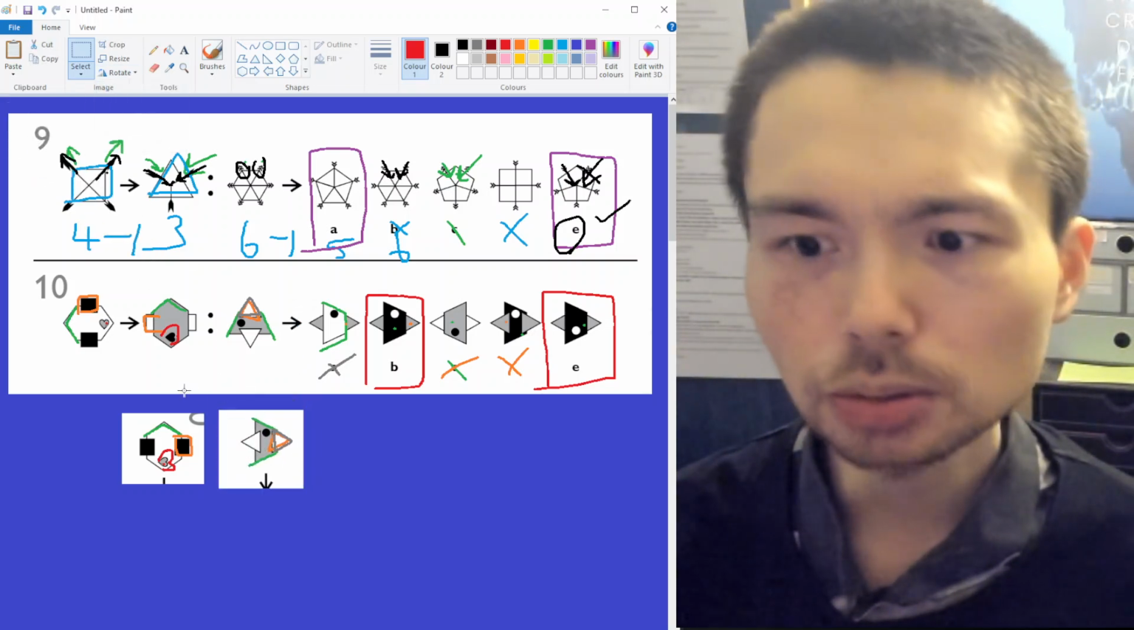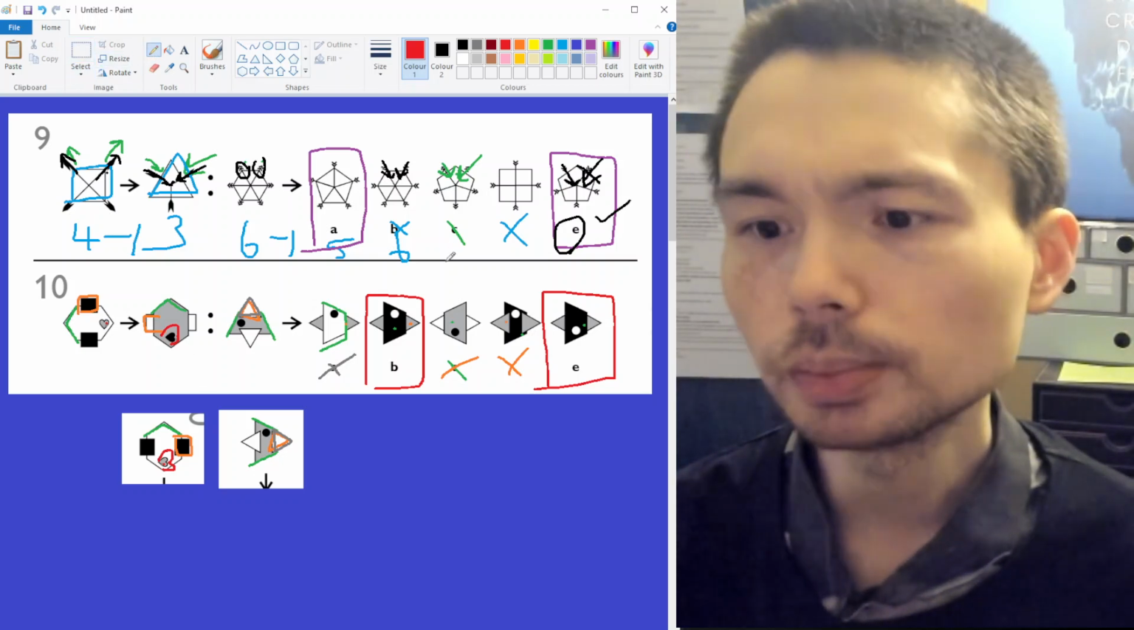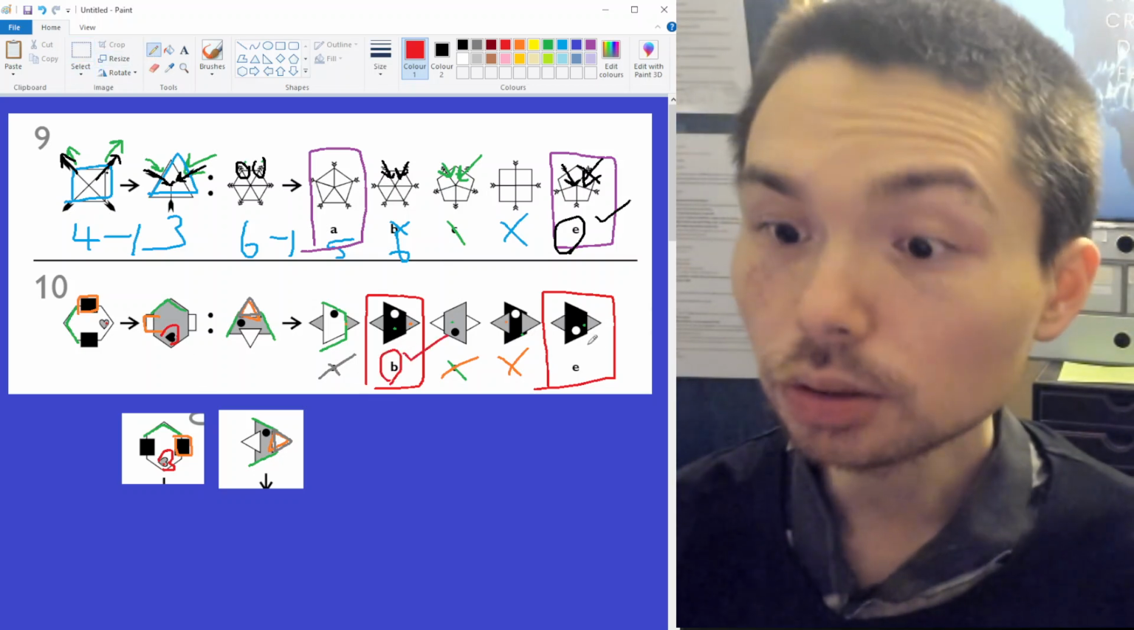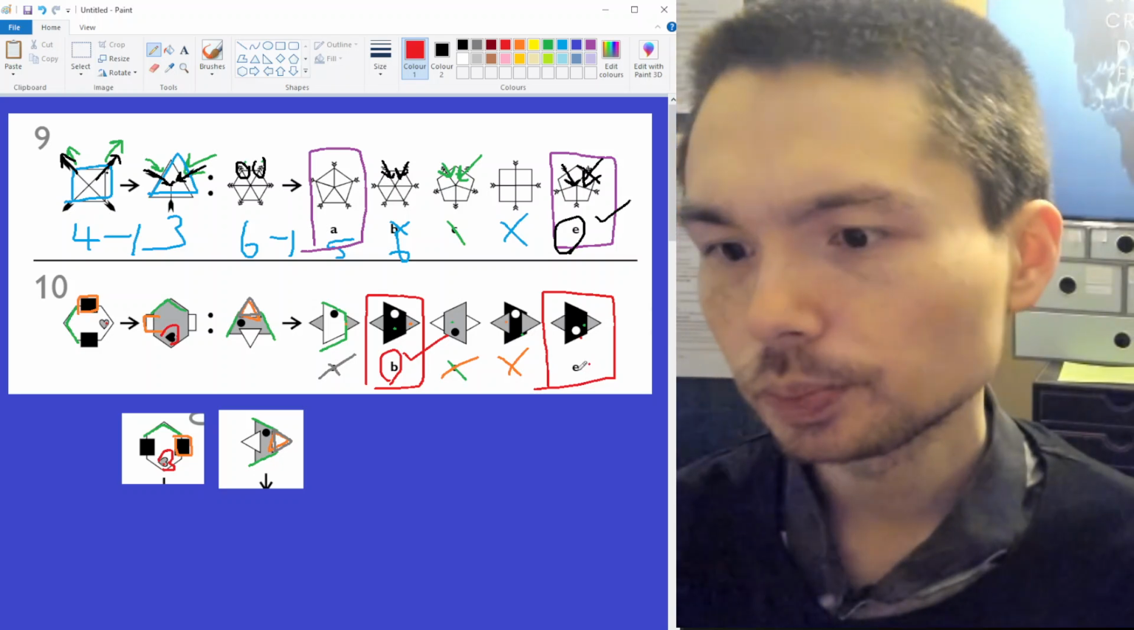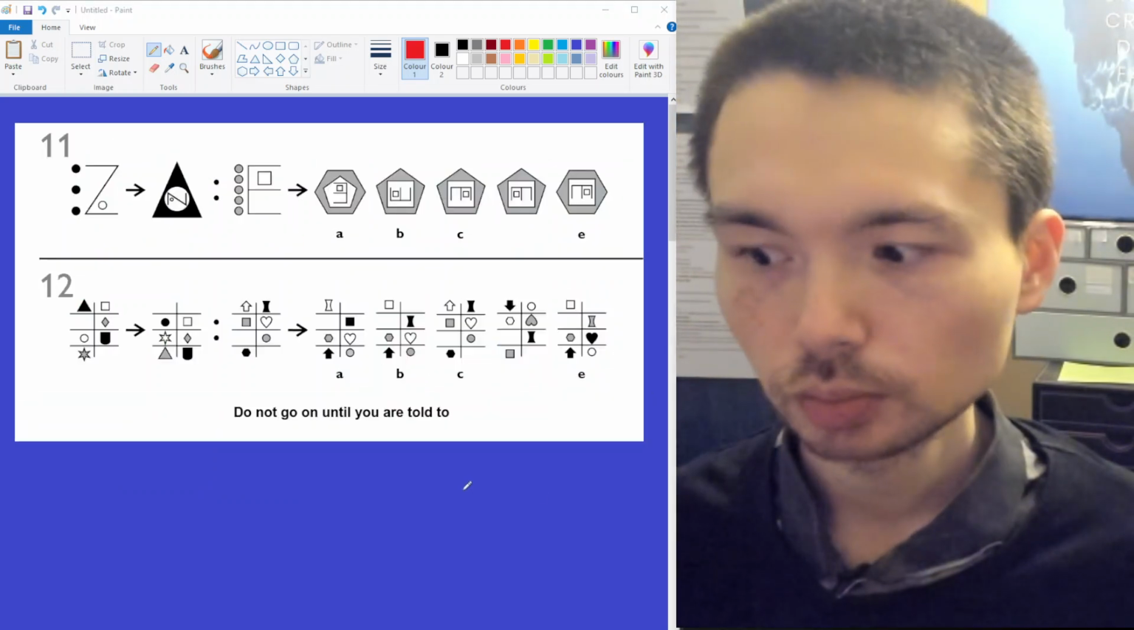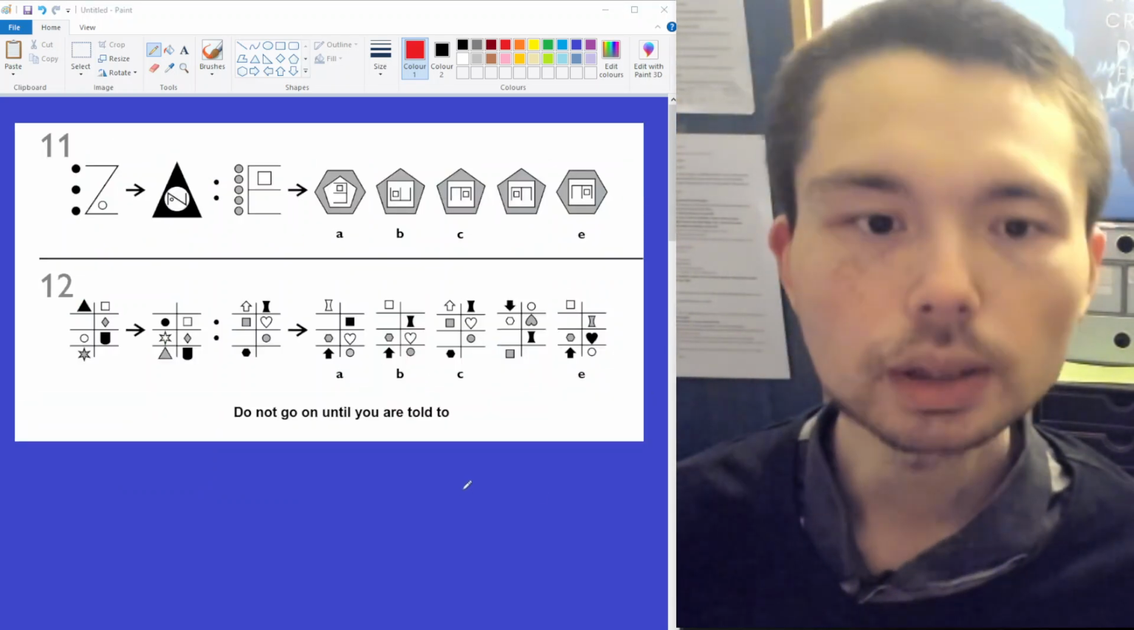Rotate right. Can you see the little circle is up top? So B is the answer. E is wrong because the circle is on the bottom. Question 11, 12, and then we are done.